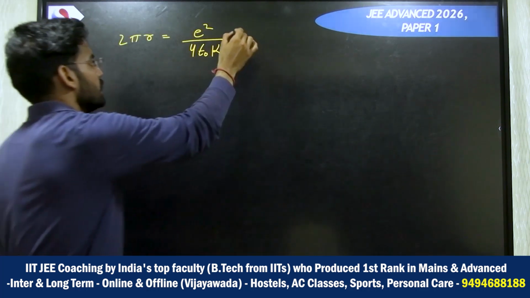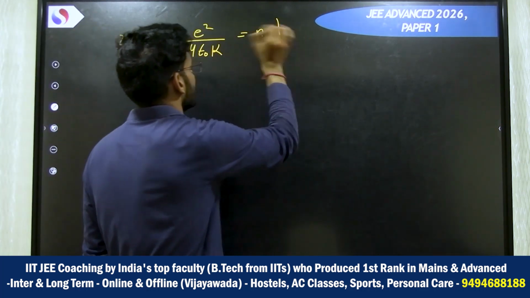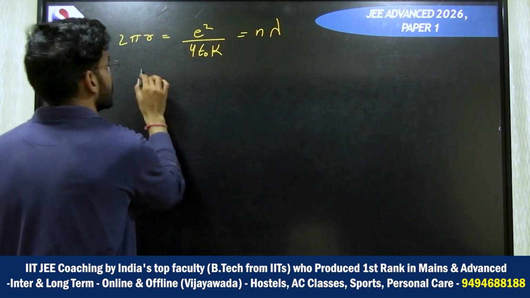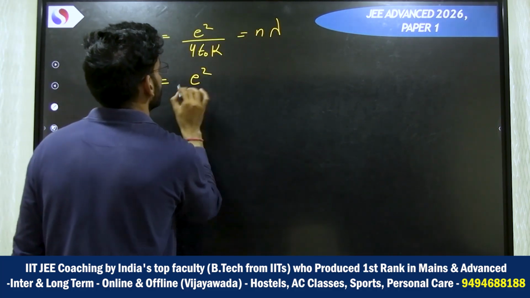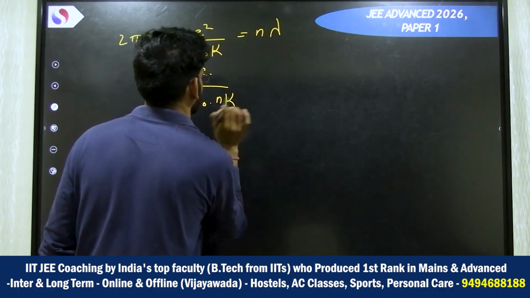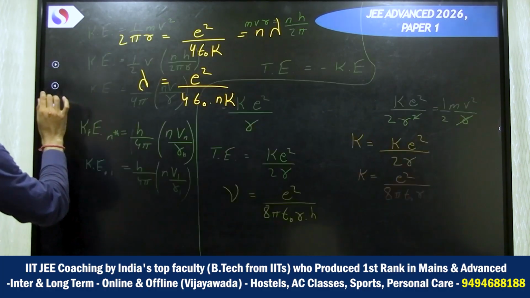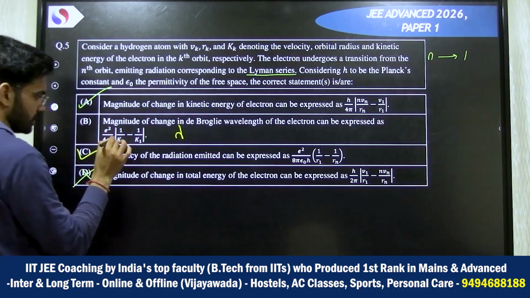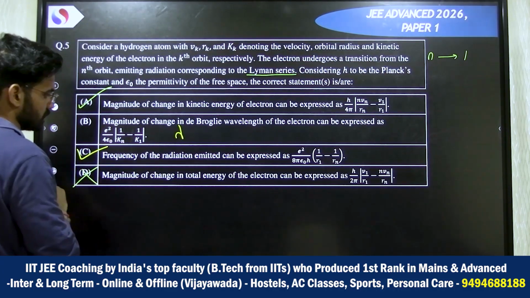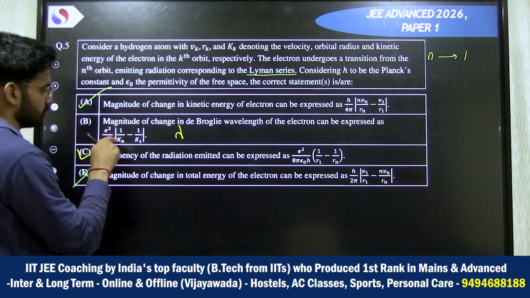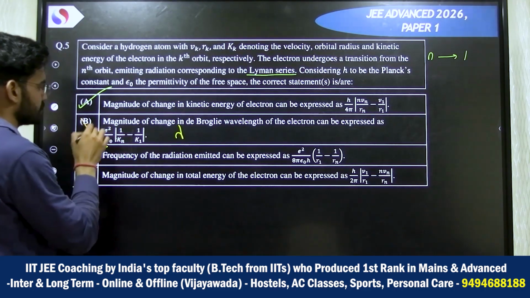So this 2 pi r is only equal to n lambda, yes or no, right? So that's it. From here lambda came, e square by 4 epsilon naught into n times of kinetic energy. Now if you see the options, somewhat it looks like it is matching, but it is not. If we have an n here, then it will match, because n times is there. So for kinetic energy of the nth orbit you will write n, then n will come. So this option gets wrong.